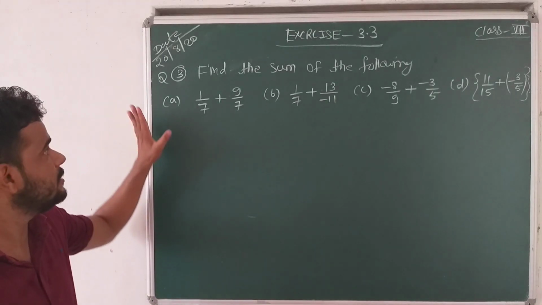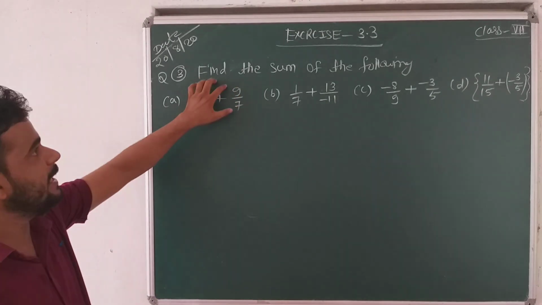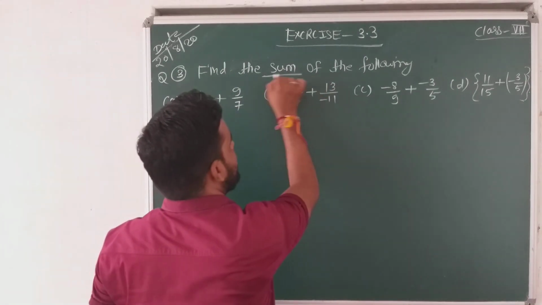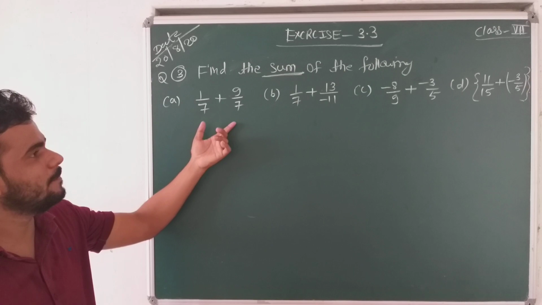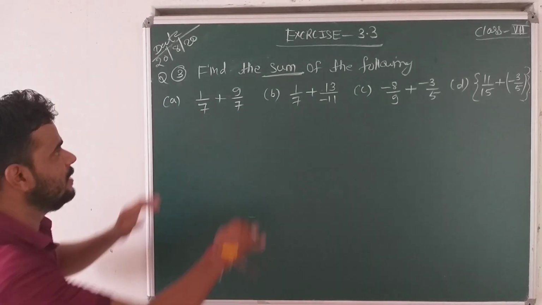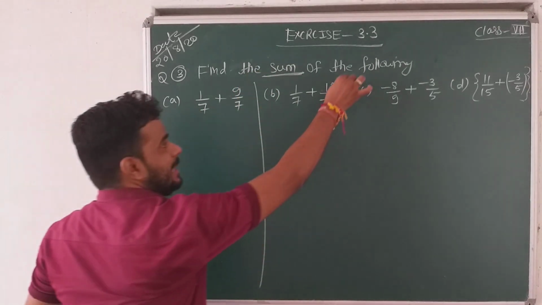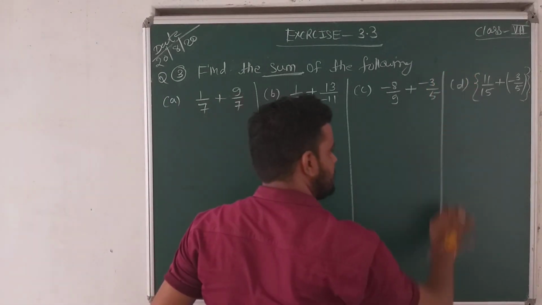Okay, so next, third question. There are 4 parts in the third question. Find the sum of the following rational numbers. We have to find the sum. So see carefully the sign of the following rational numbers. First one, you have to solve here. Second one, third one, and last, fourth one.